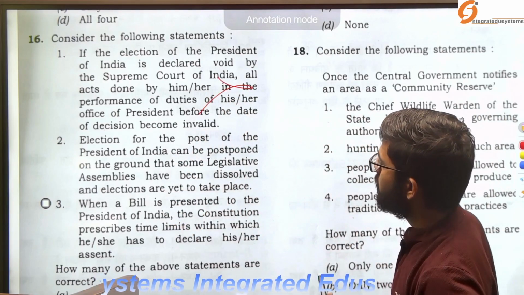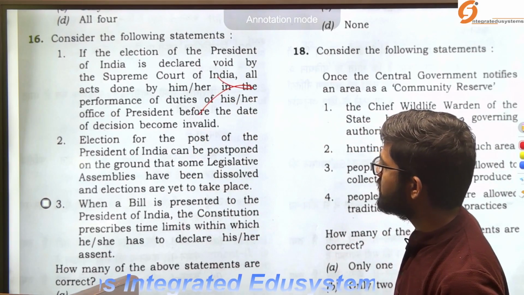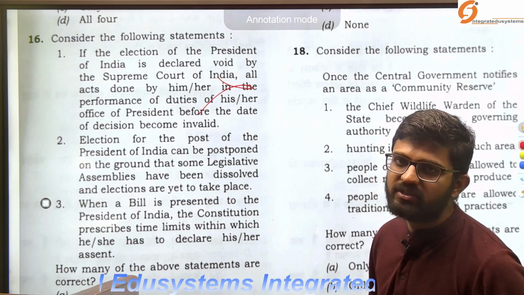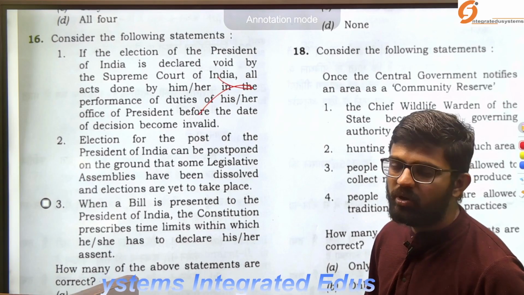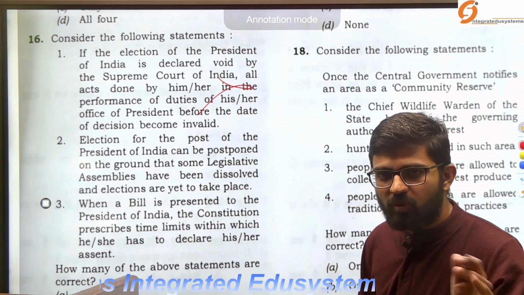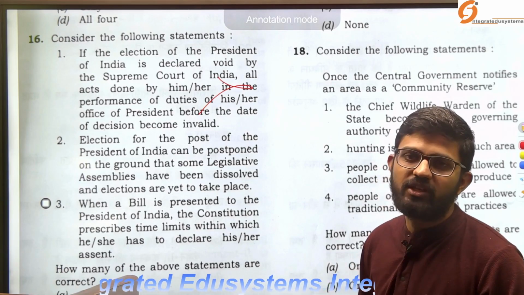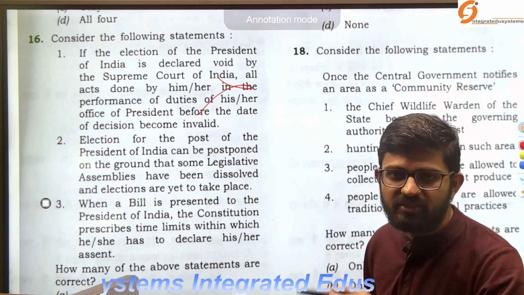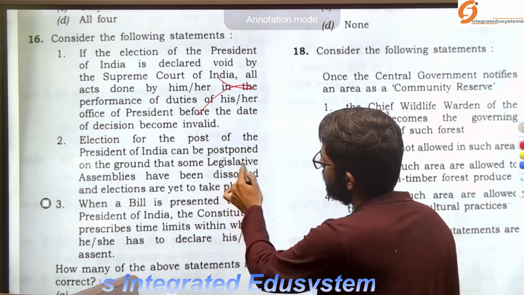Election for the post of President can be postponed on the ground that some legislative assemblies have been dissolved and elections are yet to take place. This can't be, because it is an express provision in the constitution with respect to the election of the President that it cannot be declared invalid on the ground of any vacancy. That is a direct factual question.